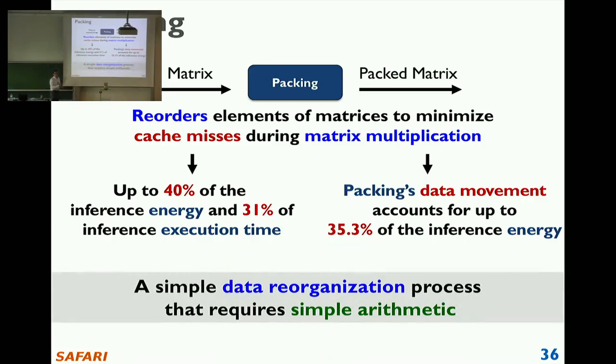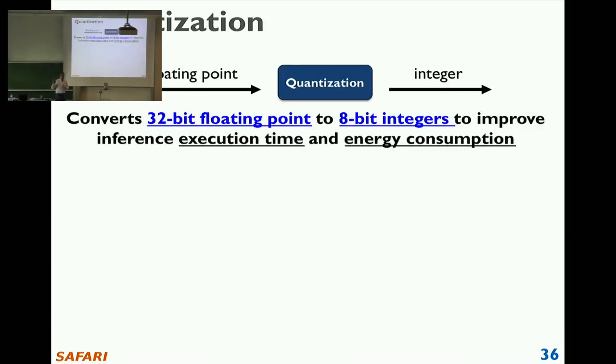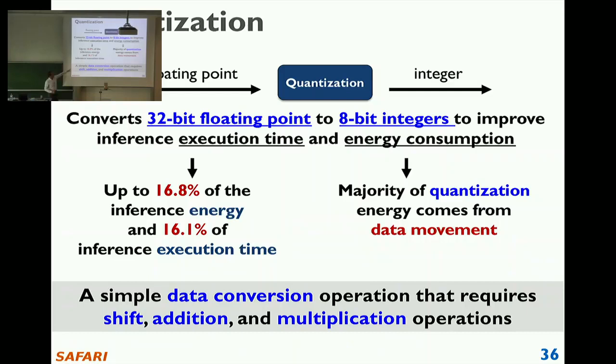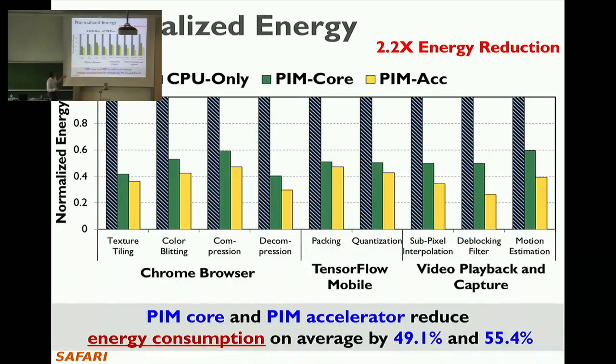That's one example. The second one is used in almost all neural networks that I know of. I believe I should say all in this case. Essentially, you start out with large data, but operating on large data is expensive. So you quantize that data to smaller data and simpler formats. And it turns out that quantization consumes a lot of energy because you're moving a lot of data in this case. But this is also a very simple data conversion operation. So we basically pick these functions intelligently and put them in the memory controller. And as a result, you get significant energy improvement.